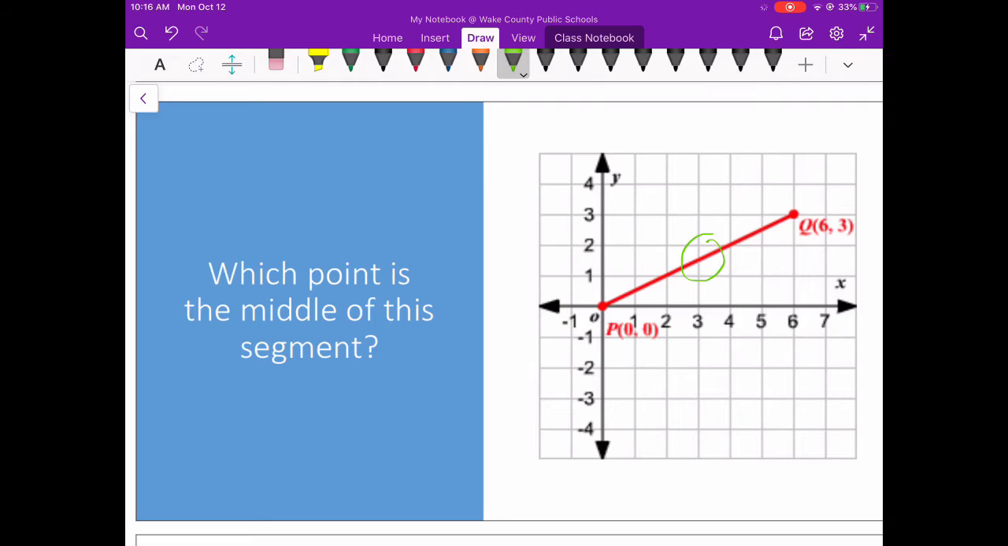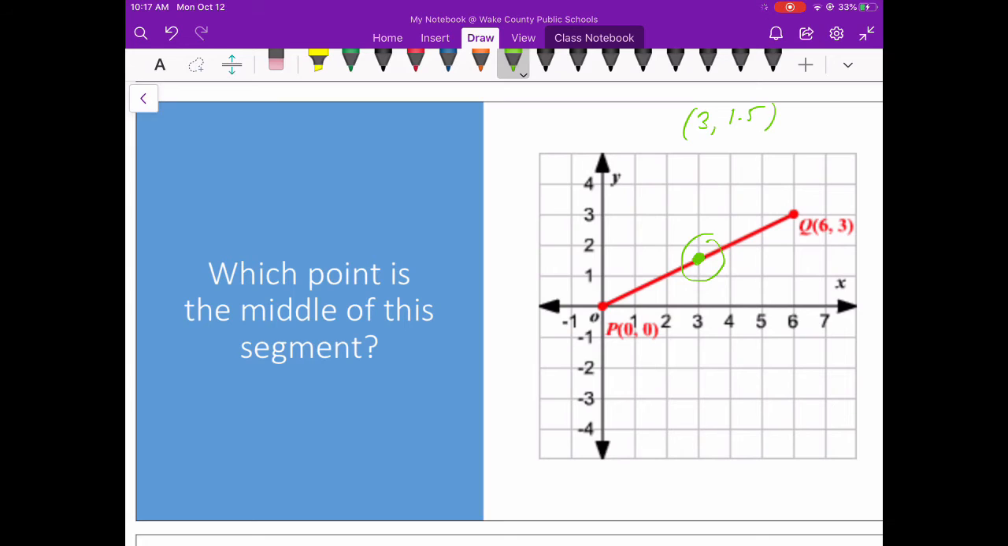So if you think about it in terms of halfway between the x's, 6 and 0, halfway between the x's is going to be 3. And halfway between the y's, 3 and 0, that's going to be 1.5. So that means that your midpoint is going to be at (3, 1.5), which is right here.